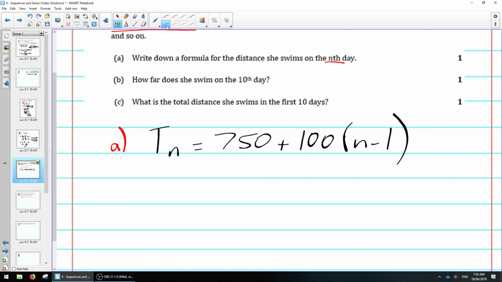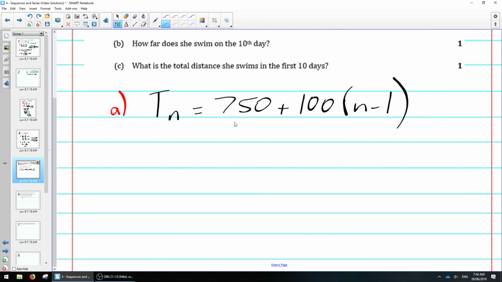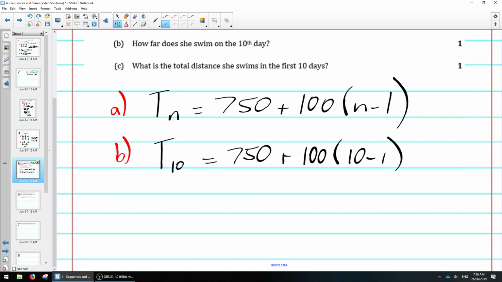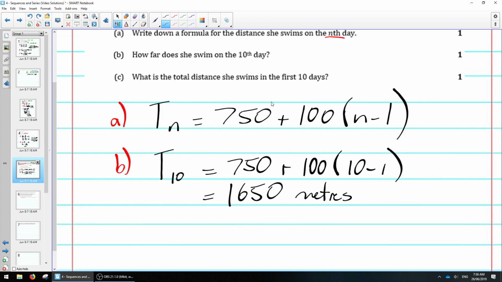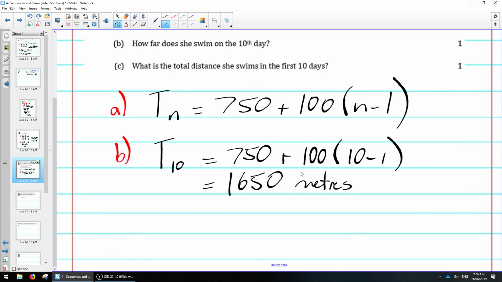So how far does she swim on the 10th day? Quite simply, we're just going to sub in n equals 10. T10 equals 750 plus 100 times 10 minus 1. Sub that all in, 1,650 meters. Might as well answer in whatever units the question uses, seeing that these are in meters, do meters.